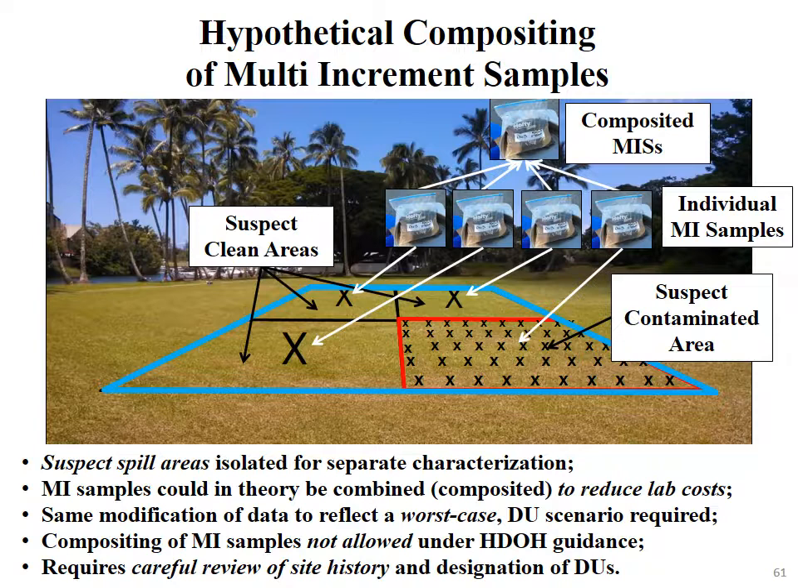to be blunt, to combine multi-increment samples or composite them into a single sample for testing and multiply the resulting data by the number of MI samples, the number of DUs included in it. So it's not allowed. Don't do it. Compositing isn't allowed under multi-increment sampling approaches, and multi-increment samples, even incremental ISM samples, under sampling theory and definitely under TOSCM regulations, are not composite samples.